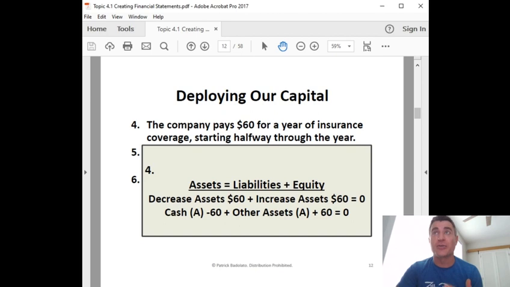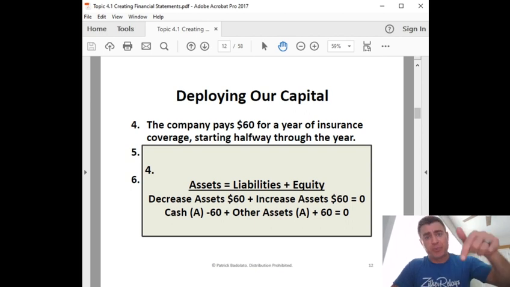We're going to start here with transaction 4. So what do we do in transaction 4? The company pays $60 for a year of insurance coverage starting halfway through the year. So what are we going to have there? We're going to decrease one asset. It's going to be cash. We paid $60 cash. We're going to increase another asset by $60.